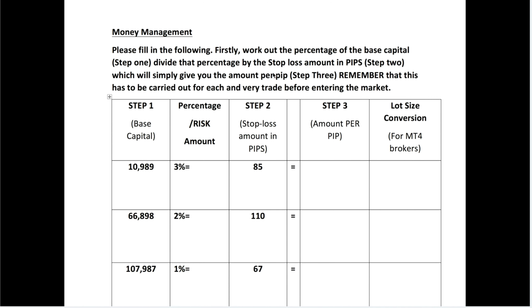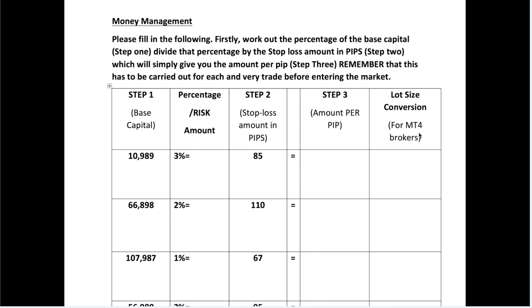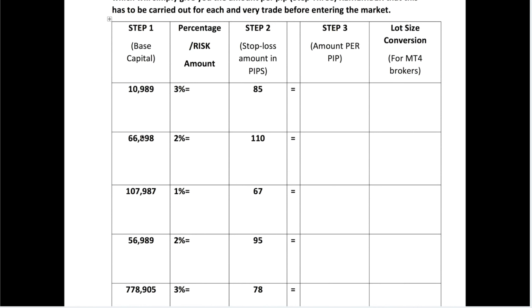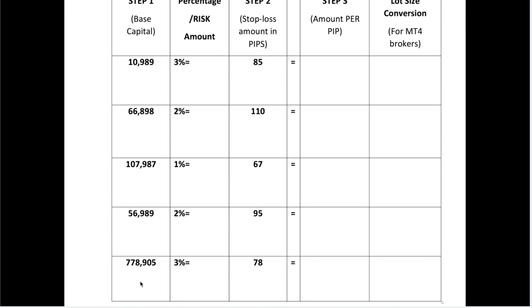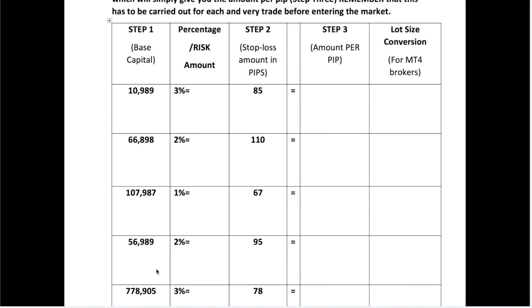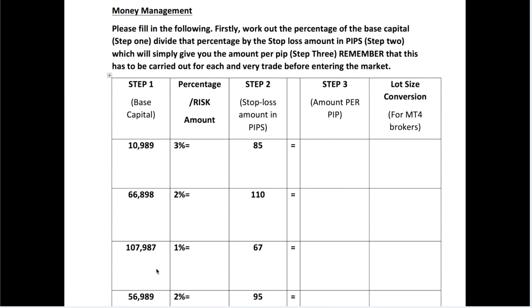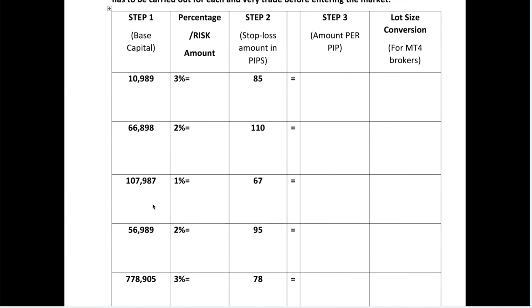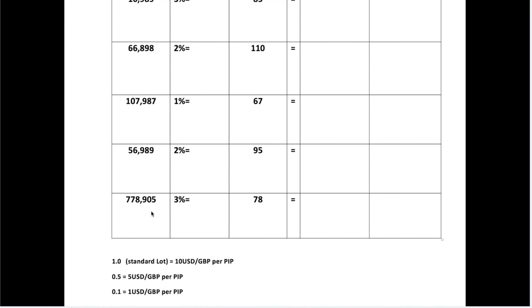So we've got step 1, step 2, step 3. First things first, let's go through the sheet. Firstly, work out the percentage of the base capital, which is here. So I've done 1, 2, 3, 4, 5 different examples of various capital sizes, various capital amounts: 10,000, 66,000, stretching all the way up to 778,000.